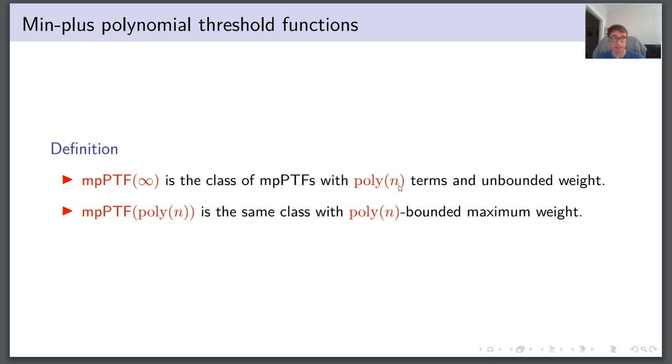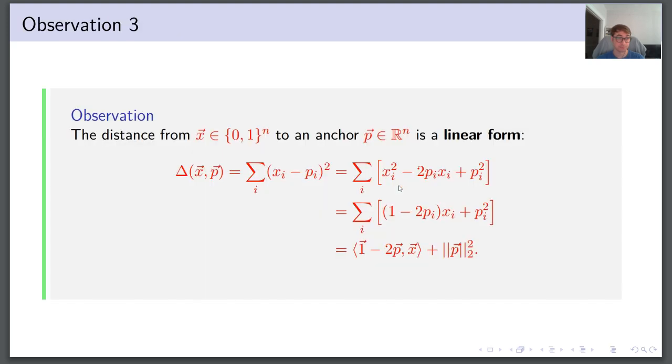So we'll define the class MPPTF infinity as the class of these expressions with a polynomial number of terms and unbounded maximum weight. And MPPTF poly n is the same class where the weight is bounded above by a polynomial. So one observation here that's bringing us back to nearest neighbors is that the distance from a Boolean point to an anchor in R^n is actually a linear form. If we expand out our squared Euclidean distance, since Boolean values squared are just the original Boolean value, then we do get that this delta is a linear form.